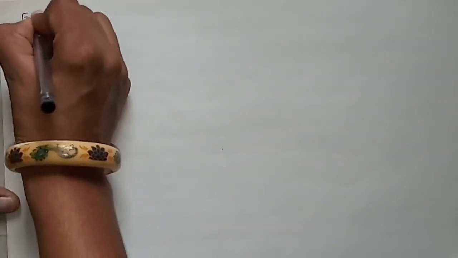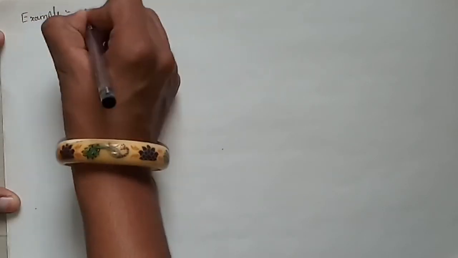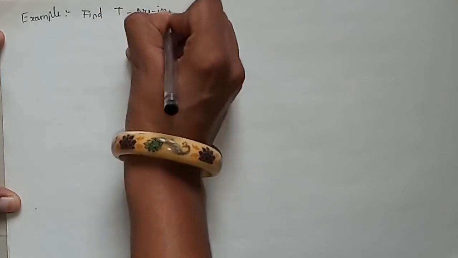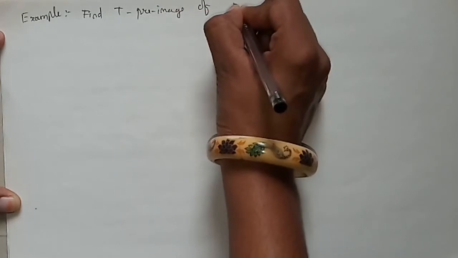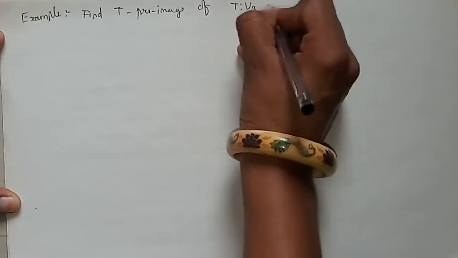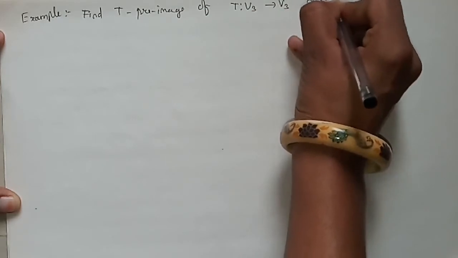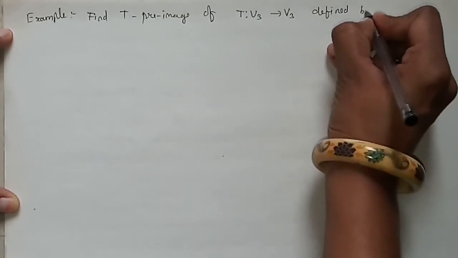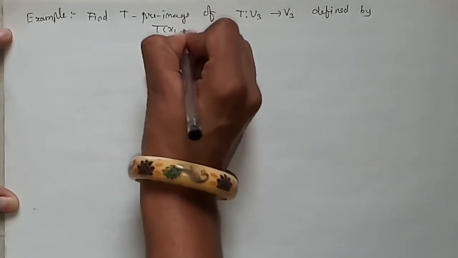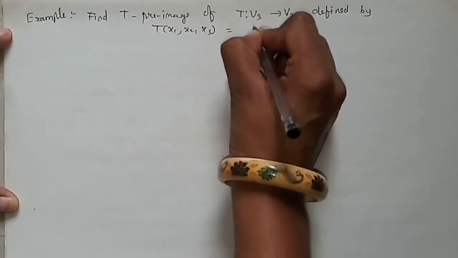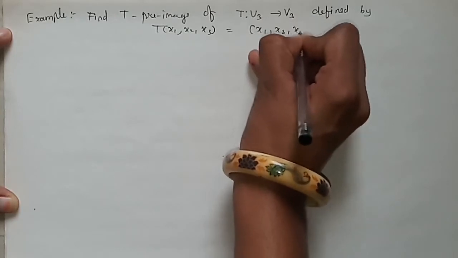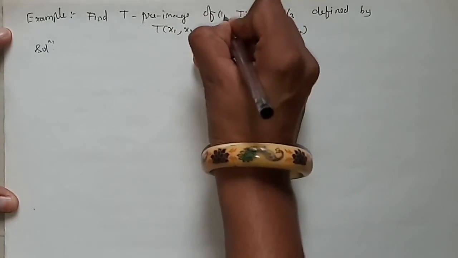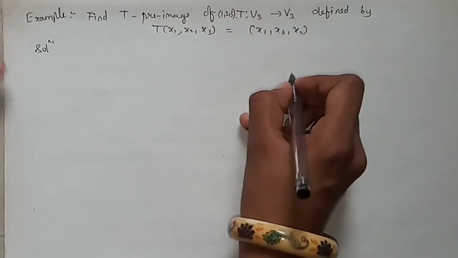Now next example: find the T pre-image of (1, 2, 3), where T is a mapping from V3 to V3 defined by T(x1, x2, x3) = (x1, x3, x2). Now solution.